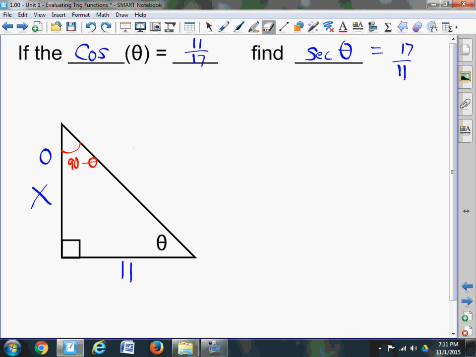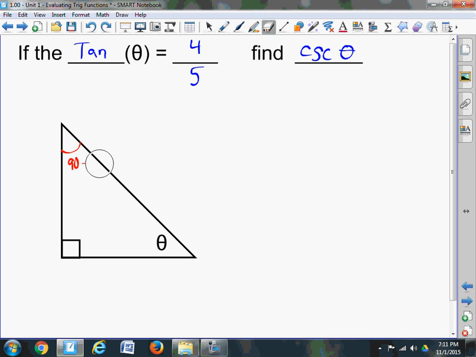All right, so let's look at another example. If the tangent is 4/5, find cosecant of theta. All right, so 4/5, it's opposite over adjacent. 4, that's the opposite. 5 is the adjacent side. Cosecant's the inverse of sine, so sine's usually opposite over hypotenuse. So this is going to be hypotenuse over opposite, so we will need the hypotenuse.